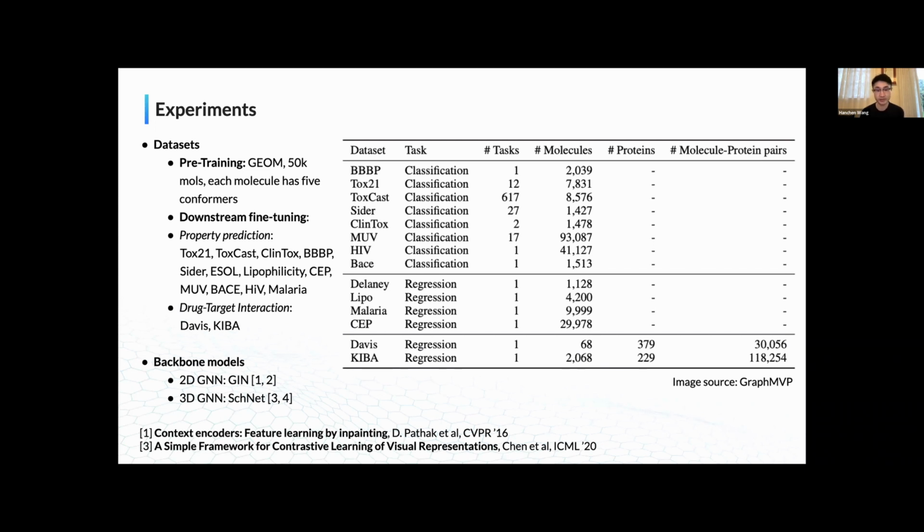2019, and it is further modified by Hu et al. from Stanford the year after. So they have modified some modules for the edge message passing part. And for the 3D GNN, we use SchNet. It is published by a group of researchers from Technical University of Munich, and it turns out that it's a quite robust 3D molecule graph encoder. And in the table, we summarize the statistics of the downstream datasets.